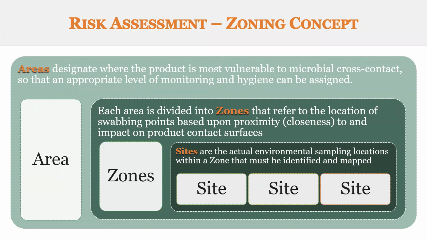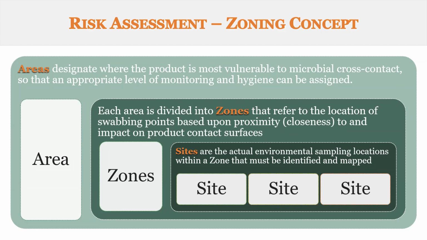Risk assessment is often dealt with using a zoning concept. The zoning concept will help you to determine your sampling plan. So in addition to analyzing all the risk factors that can enter your environment, you can further classify your environment into areas. Areas are designated where the product is most vulnerable to microbial cross-contamination, so that a proper level of monitoring and hygiene can be assigned.